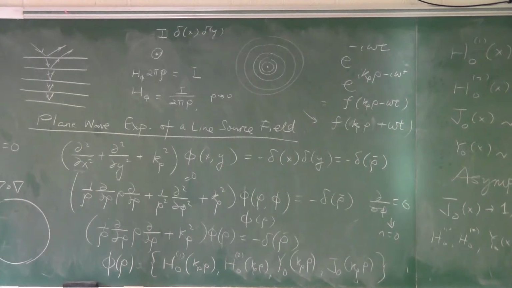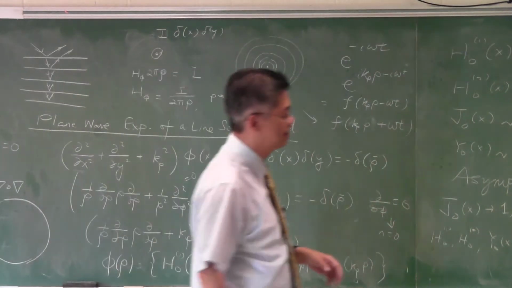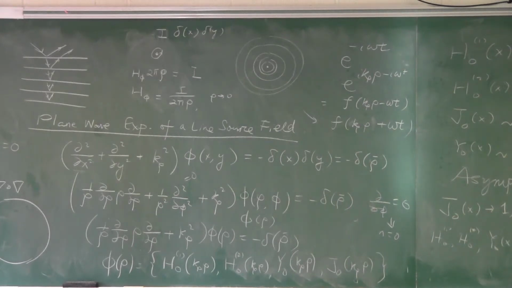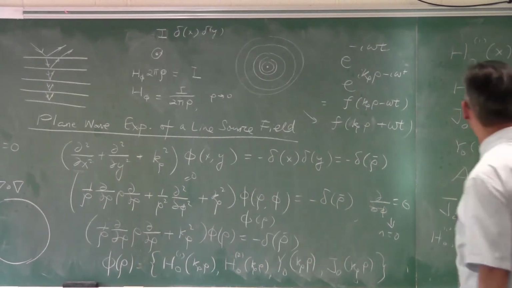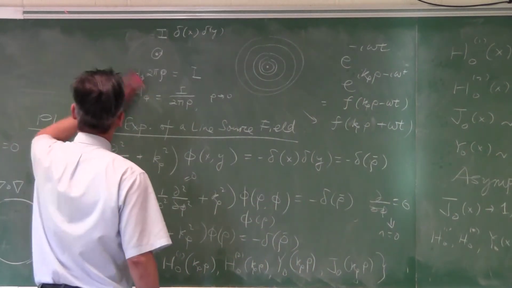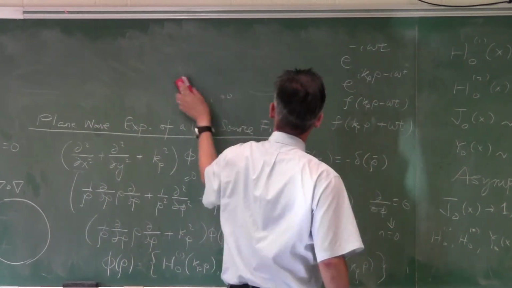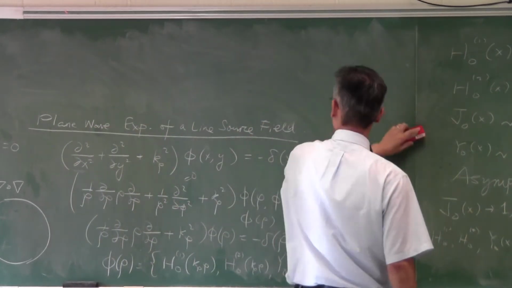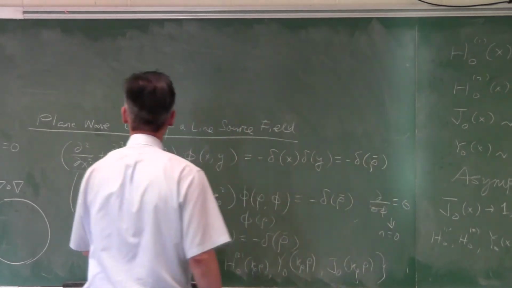Okay. So we know how to find this line source solution at least for the homogeneous medium. But this line source solution is not in terms of a plane wave. So we would like to be able to write this expanded in terms of a plane wave. How do I do that? How do we do that? We do that in this manner.